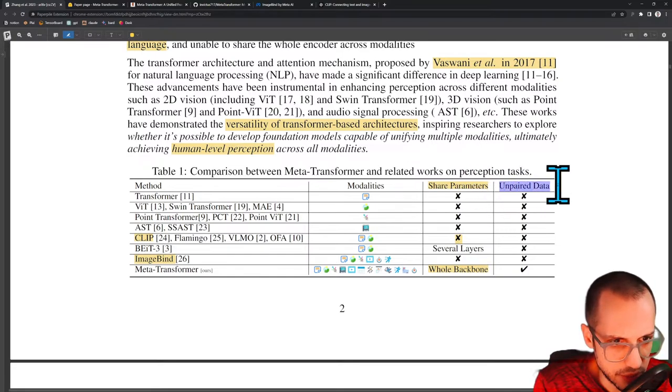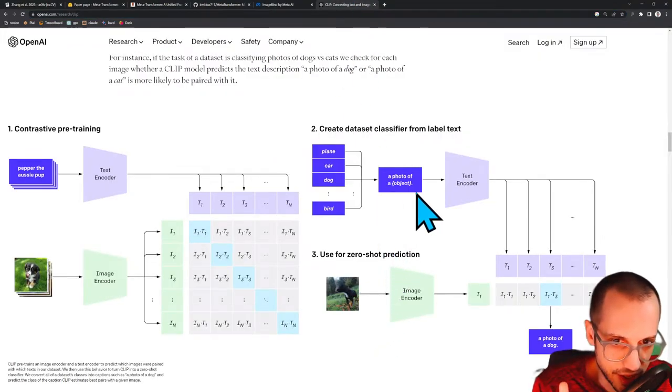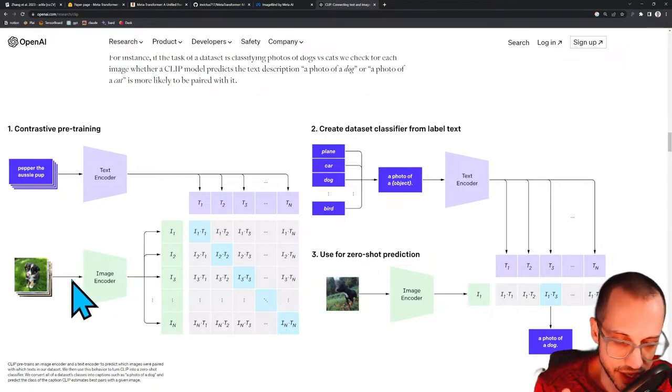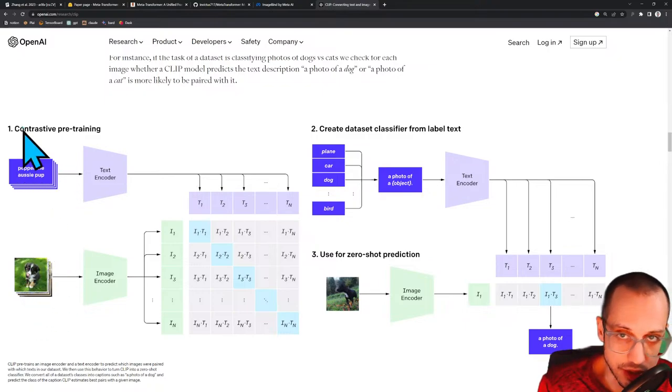And here, the unpaired data, what this means is that CLIP requires paired data, so it requires basically ground truth. You need to know that this image corresponds to this text. There needs to be basically a ground truth, a human at some point that said, this Pepper the Aussie pup, this text corresponds to this image, right?